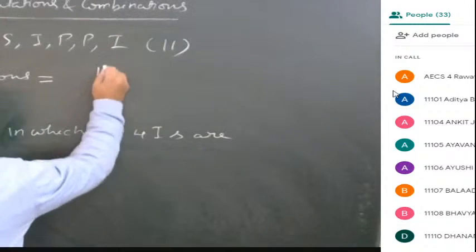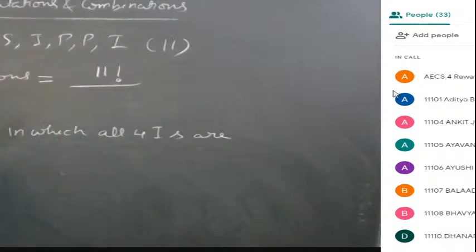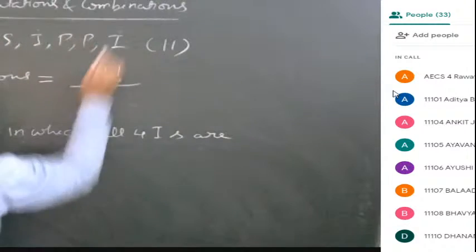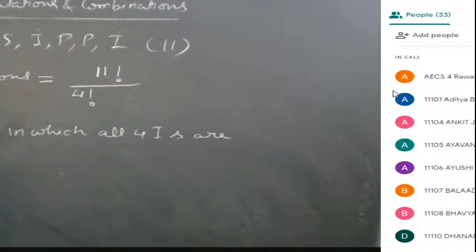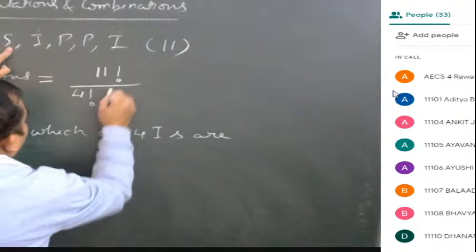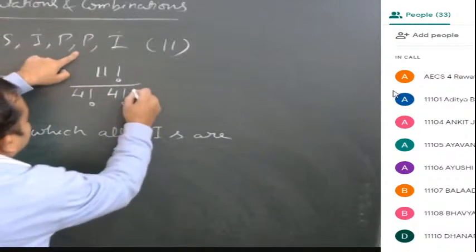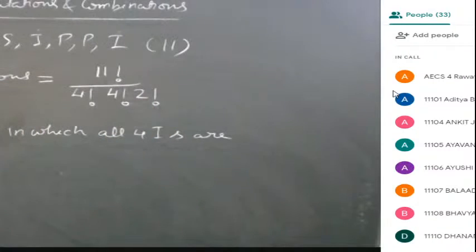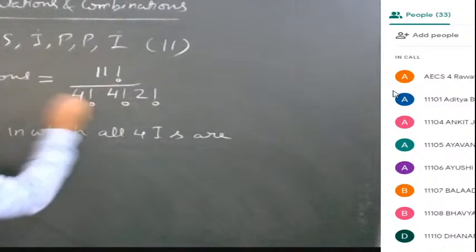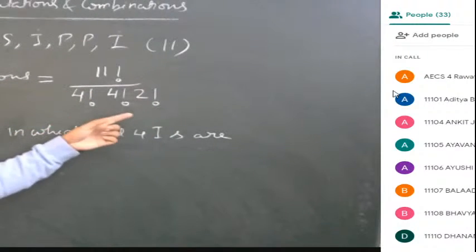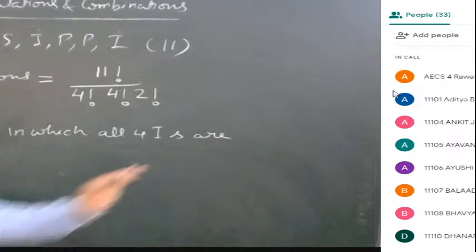It is 11 factorial divided by which ones are repeated? I's are repeated: 1, 2, 3, 4 I's. Then S are repeated: 1, 2, 3, 4. And P. Am I right? Is this right? Check please. Yes, sir. Okay, मैं इसको कैलकुलेट नहीं करूंगा. Calculation part I am leaving for the last step.